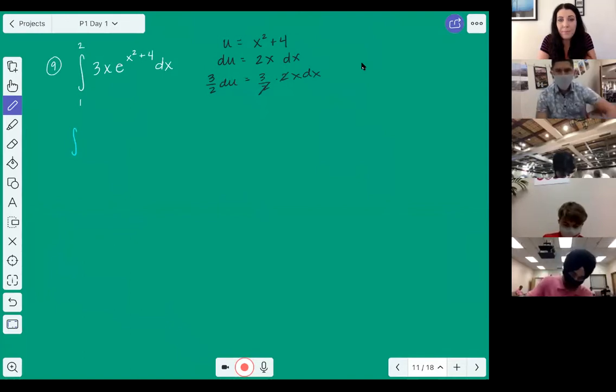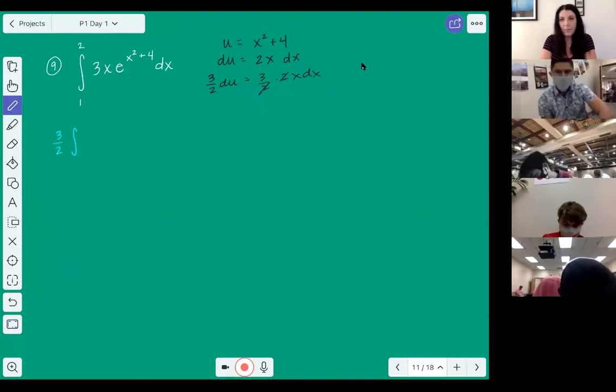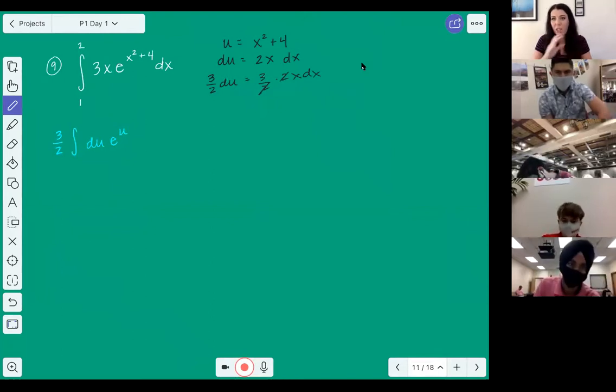So the first thing I'd do is put the 3 halves outside first. I can't forget our constant. So I'd put that there. And then I'd have a du times e to the power of u. Okay, so this is close, but this is actually incorrect. And here's why. We talked about this barely last time, but I'm actually glad you said this because it allows us to have a conversation.